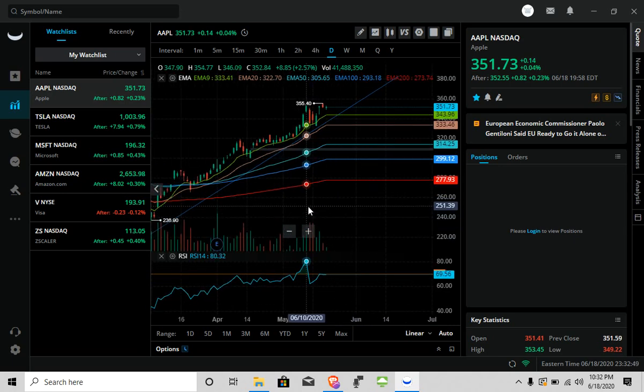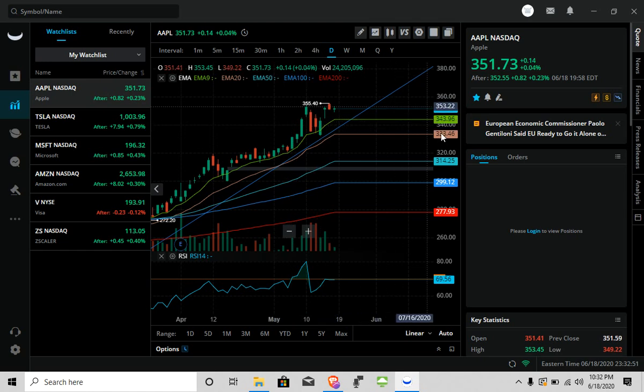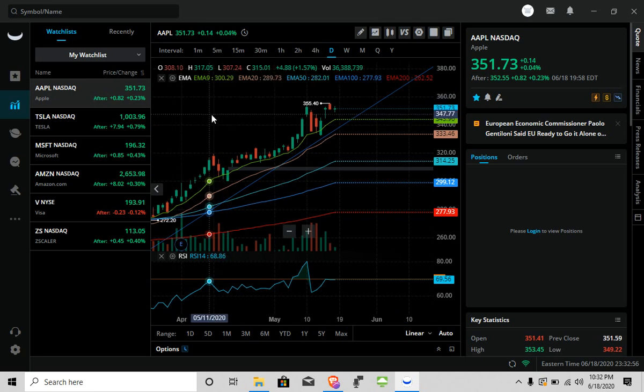So I also use another platform. I won't say the name at the moment, but they don't highlight the moving average price points like this. So this is really cool.